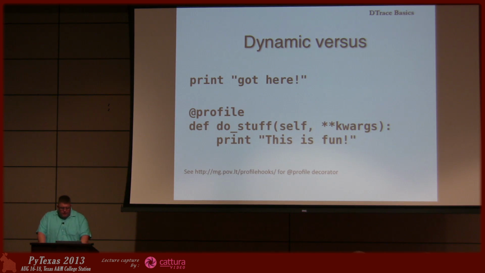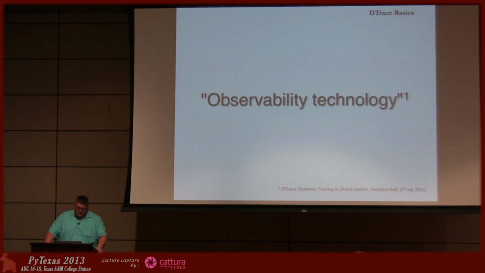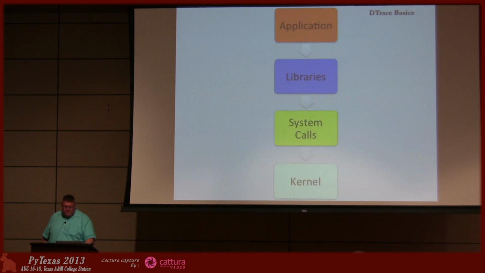So DTrace is really an observability technology. You think, well, what does that mean? What it means is that as you traverse through your application, you get to look at all the different layers. So DTrace can examine every single layer in this diagram, all the way from your application code into the system libraries, down into the system calls, and even into the kernel itself. You get a level of visibility that you just can't get with any other tool.